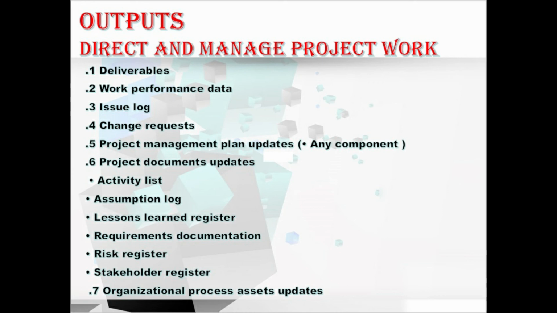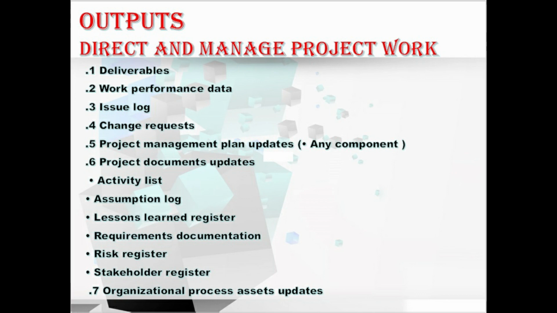In this output, new assumptions and constraints may be added, and the status of the existing assumptions and constraints may be updated or closed out. Okay, moving to lessons learned register. In this, any lessons learned that will improve the performance for the current or future projects is recorded as it is learned. Okay, moving to requirements documentation. In this output, new requirements may be identified during this process, and also the progress on meeting requirements can also be updated here.